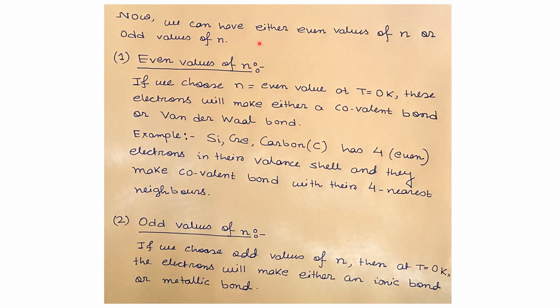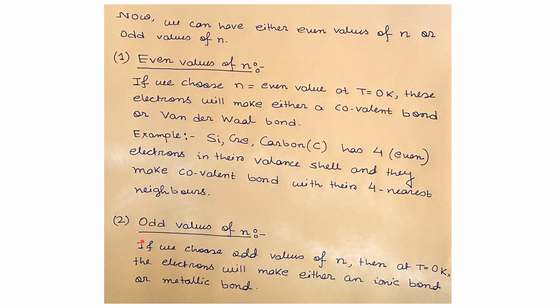Now, we can have either even values of n, that is number of valence electrons per atom, or odd values of n. So, for even values of n, if we choose n equals to an even value at T equal to 0 Kelvin, these electrons will make either a covalent bond or a van der Waals bond. Example, silicon, germanium, carbon, this type of atom has 4 or even electrons in their valence shell, and they make covalent bonds with their 4 nearest neighbors.